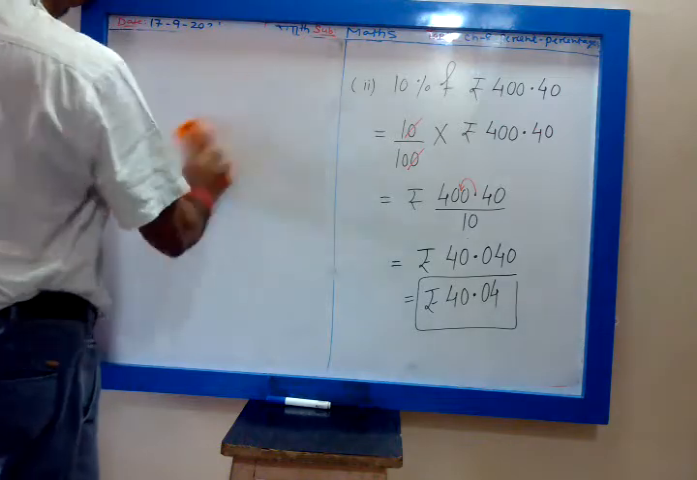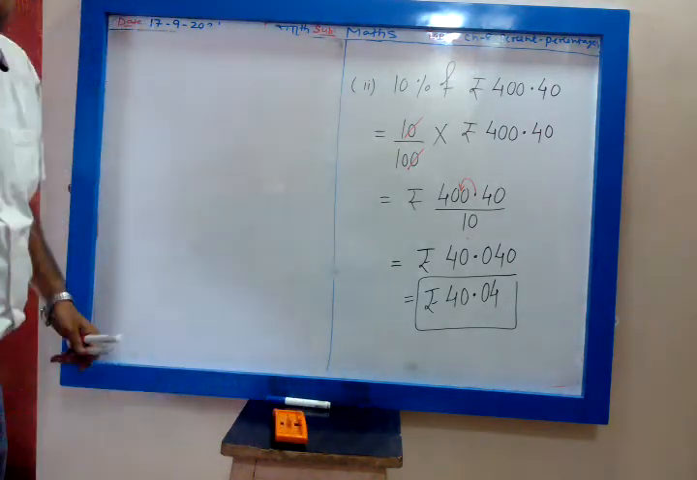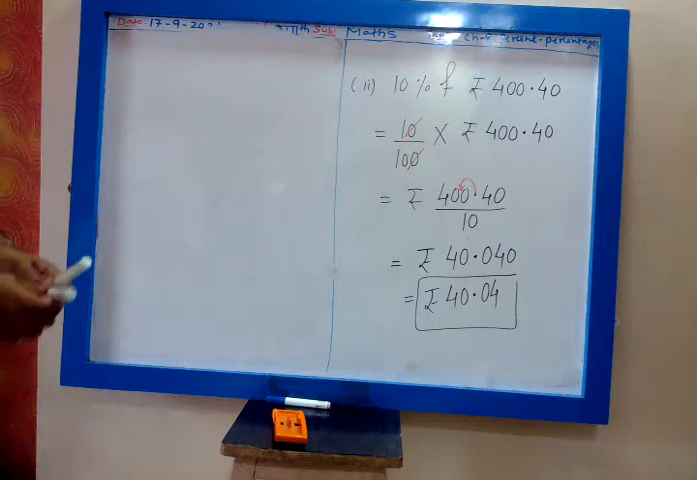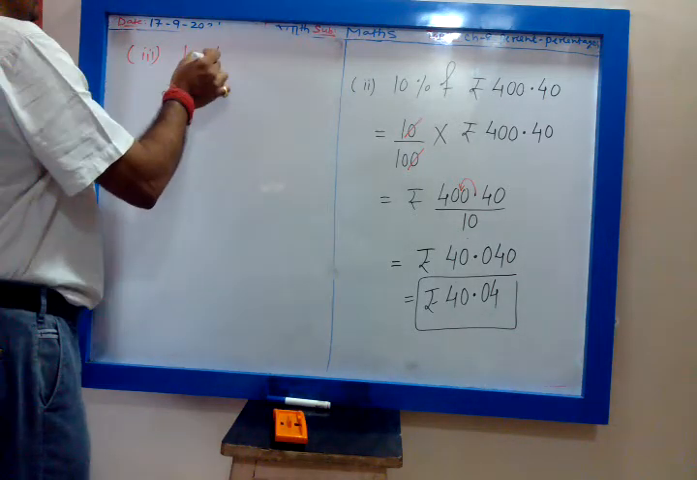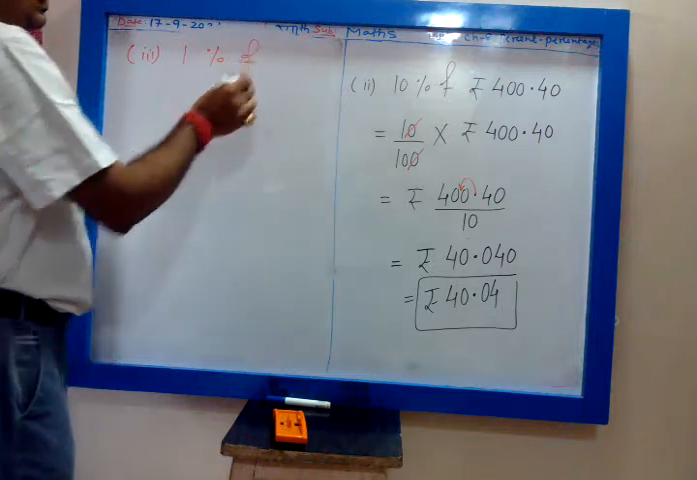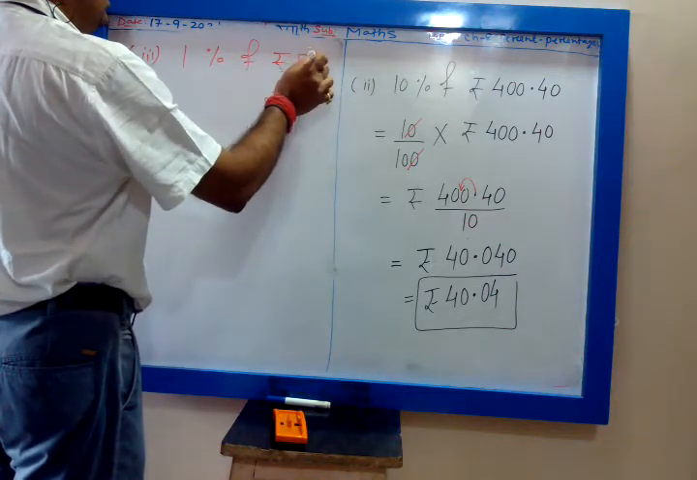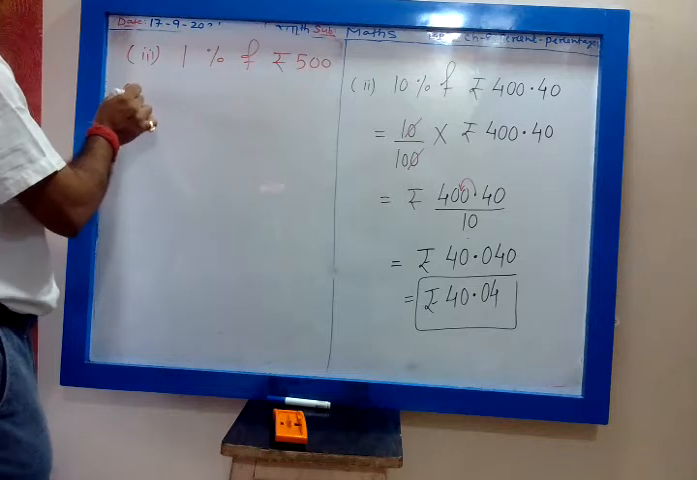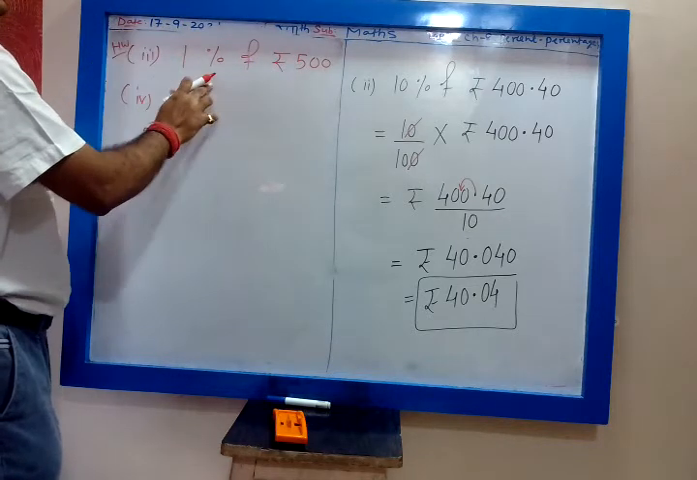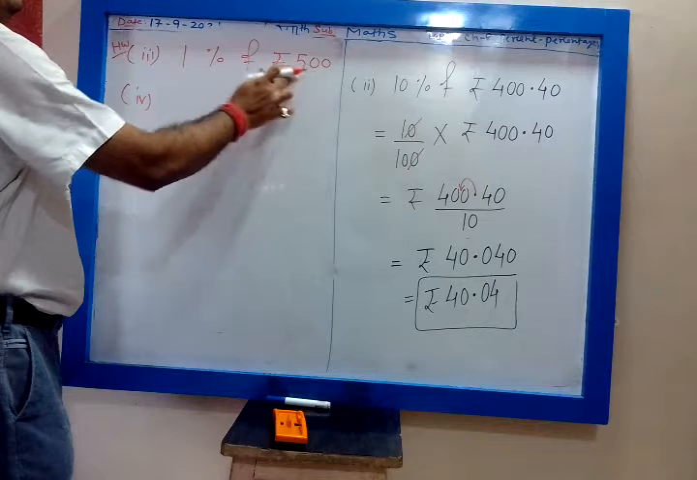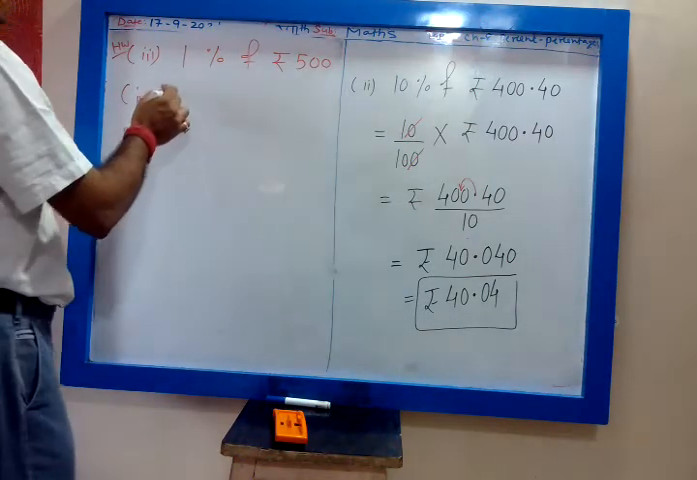Let me see. If it is difficult, I will solve. Otherwise, I will give homework. Chalo. Next is one easy one. I will give homework. 1% of 500 rupees. So this you will do. Can you tell me orally what is the answer? Yes, orally answer. 1 upon 100 into 500. 100 5s are 500. Answer is 5 rupees.